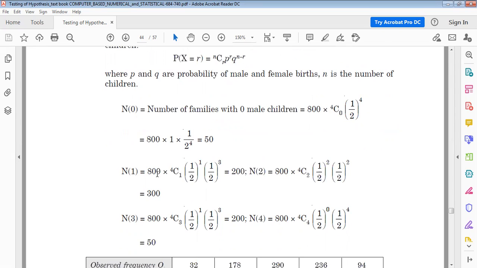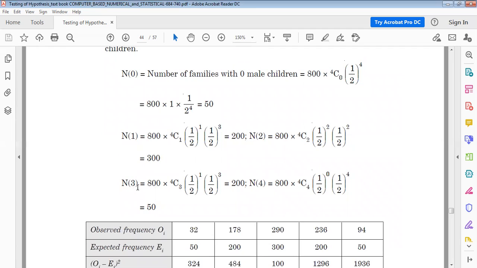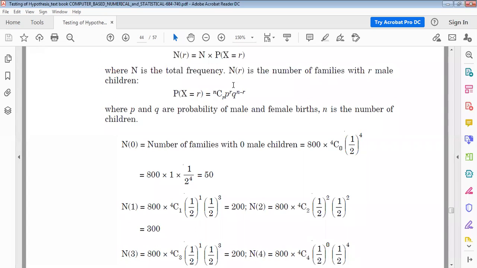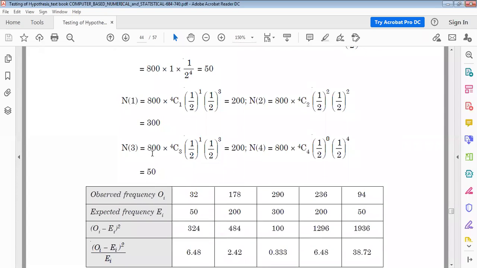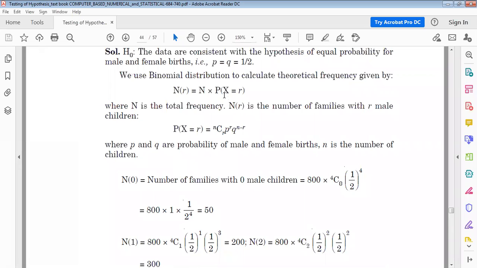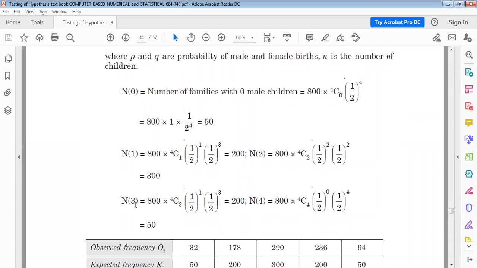Now if R equals 1, 800 multiplied by P to the power 1 and Q to the power n minus 1. n means what? Actually 4. So 4 minus 1 equals 3. And for R equals 2, nC2 where n equals 4 and R equals 2, and this is n minus 2, that means 4 minus 2. So we get 300. For R equals 3, putting in this formula, we get capital N and the probability formula, this will give this.